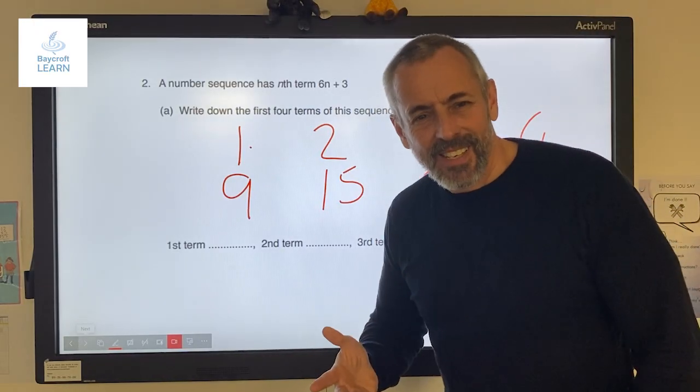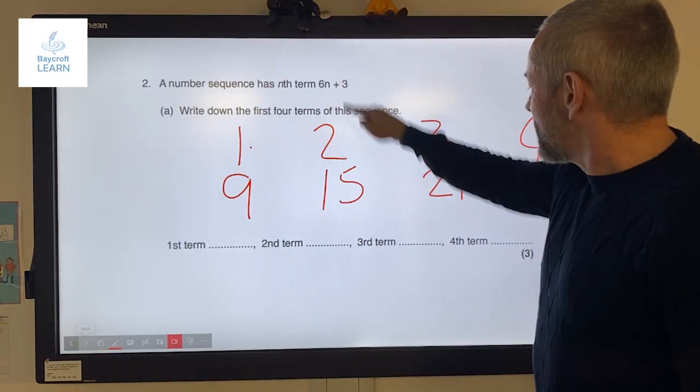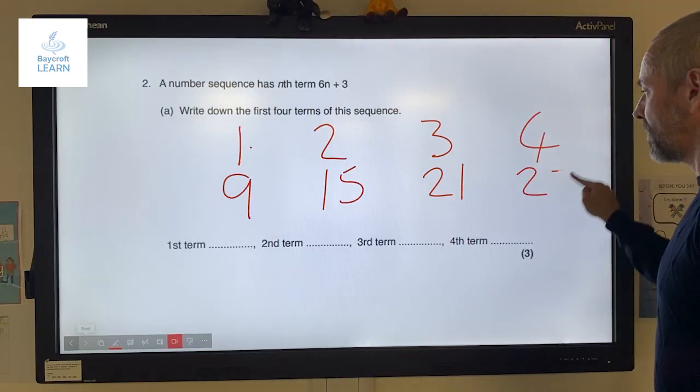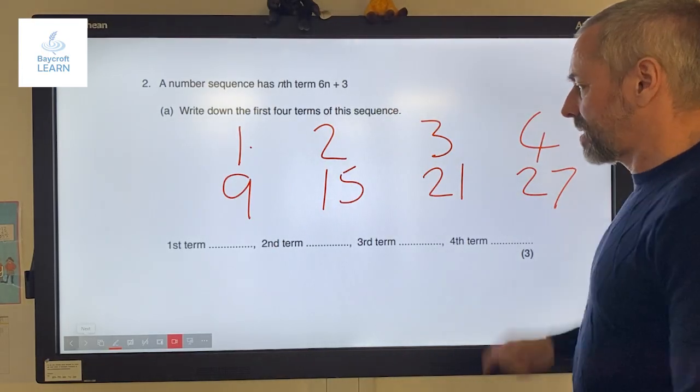It's always nerve-wracking this in case you get it wrong because I've got people watching. And 6n. 6 times 4 gives us 24. Add 3, 27. Okay, and we are going up in steps of 6.